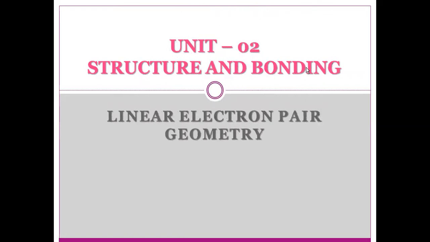Today I am going to speak about linear electron pair geometry. In our previous presentation I spoke about VSEPR theory, and according to VSEPR theory we lead to the electron pair geometry. Now we are going to speak about the different types of shapes under the electron pair geometry. So that's what is going to be here. Now let's move on to our subject.